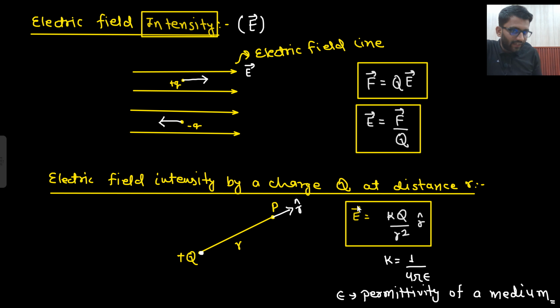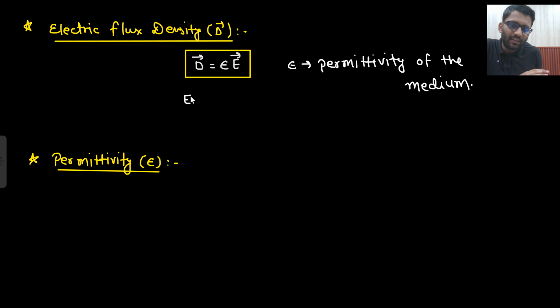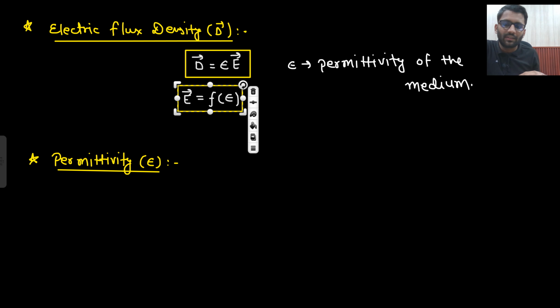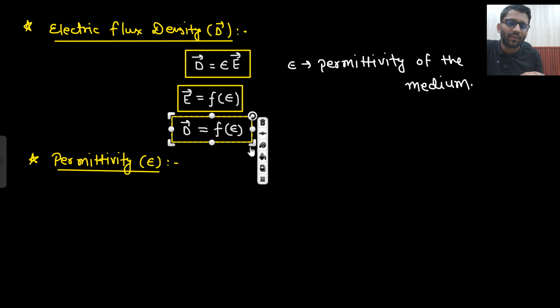Now this electric field E will depend on epsilon, right? Electric field E is a function of epsilon. Now tell me one thing, whether this D will be a function of epsilon or not. Think about it. Whether this D will be a function of epsilon or not. No. Why is that so?